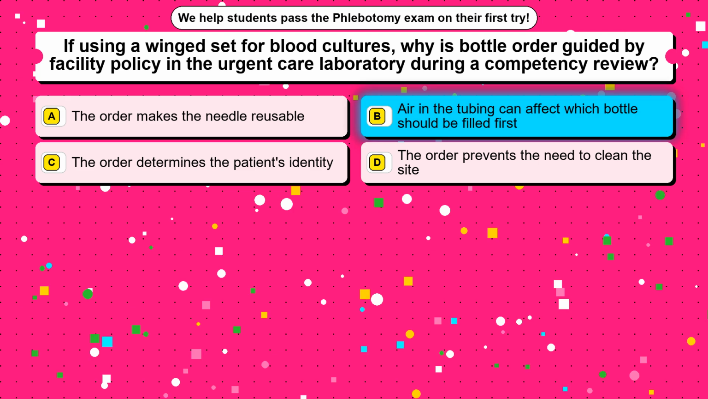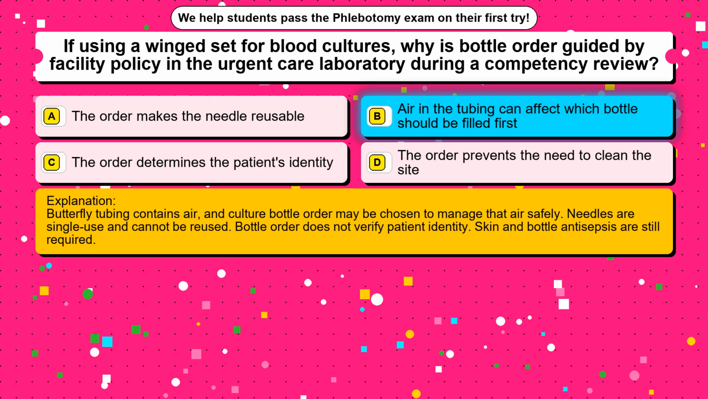The correct answer is option B. Air in the tubing can affect which bottle should be filled first. Butterfly tubing contains air, and culture bottle order may be chosen to manage that air safely. Needles are single-use and cannot be reused. Bottle order does not verify patient identity. Skin and bottle antisepsis are still required.